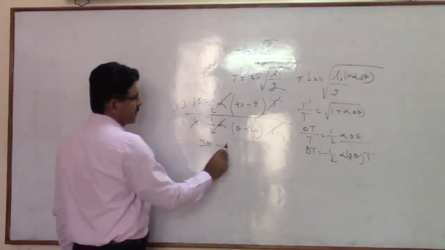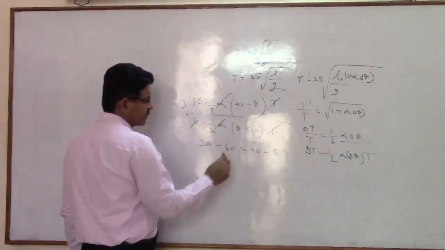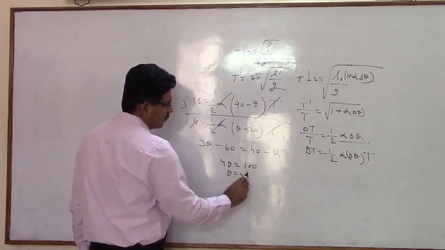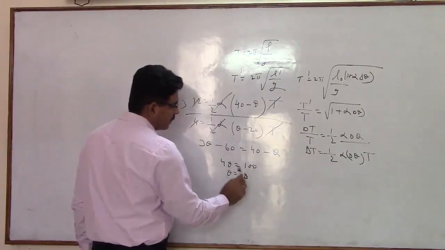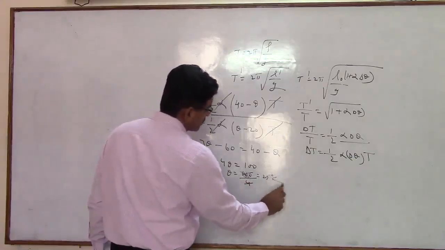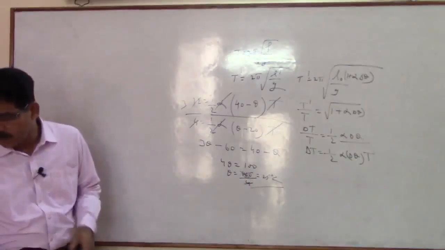So 3 theta minus 60 will be equal to 40 minus theta. Shift it there, shift it here. 4 theta is equal to 100. So theta is equal to 100 by 4, that is equal to 25 degrees Celsius. So this must be your calibrated value for which it is designed.